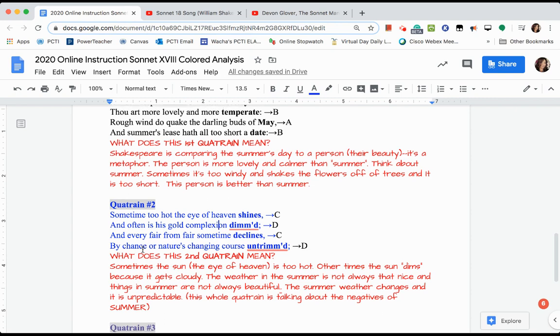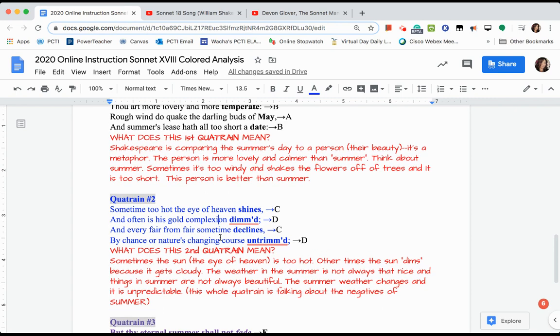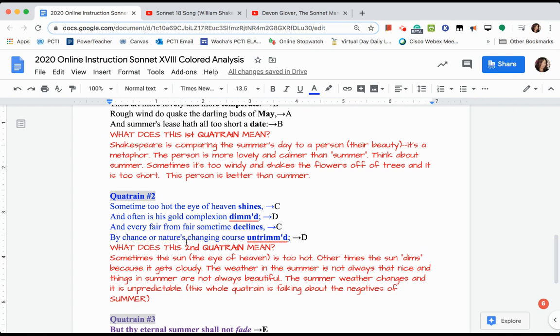All right. And every fair from fair sometime declines. So there are things that are in summer that don't always stay beautiful. Sometimes plants dry up. The grass is too dry if you don't put water on it and it dies. So not everything stays beautiful during summer, okay? And then by chance or nature's changing course untrimmed, okay? So basically the weather is unpredictable, things can change. So that whole thing talks to us about summer and how summer is not as wonderful as everybody thinks, okay?